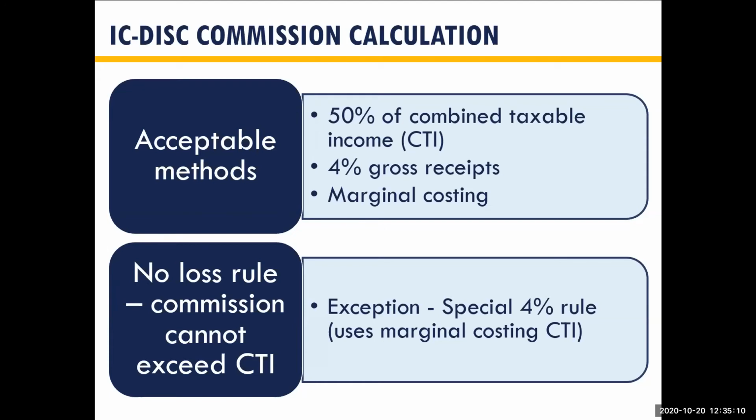But as with everything in the tax world, there's an exception to this rule. And if we use marginal costing, there's a special 4% rule that could allow us to take a commission even though our CTI is negative.